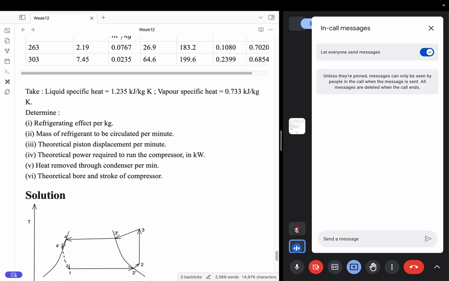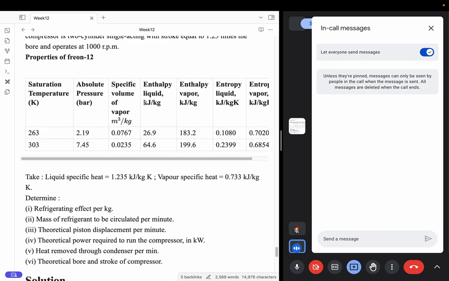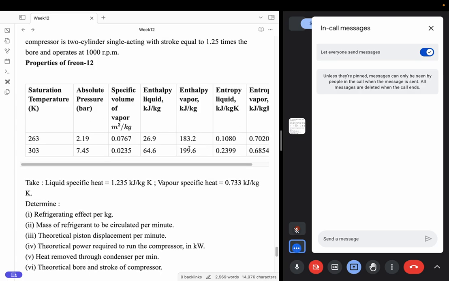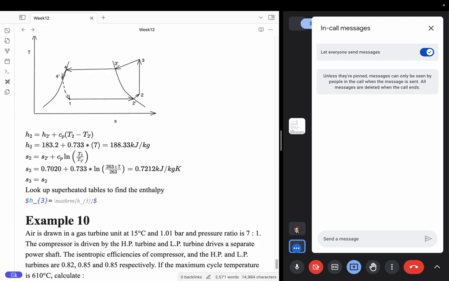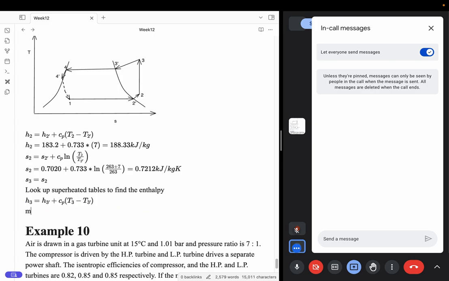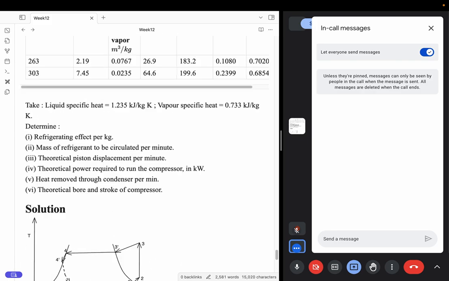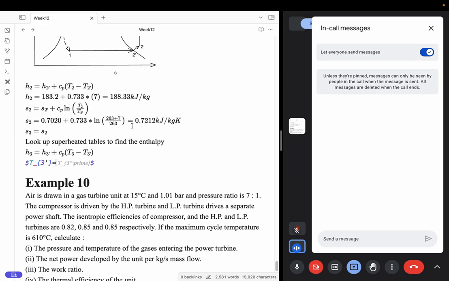But the problem is, let's say you do not have the table, and all the information given to you is just this. So how do I do it? I back calculate it. I know the H value here, so H3 is H3 prime plus Cp times (T3 minus T3 prime). This is clear. T3 prime is something that I know: this temperature, 303 Kelvin.